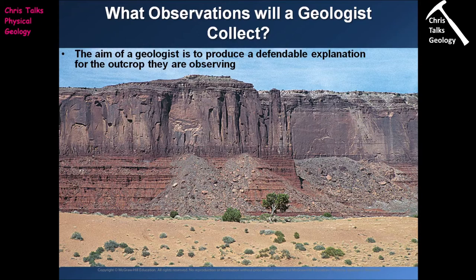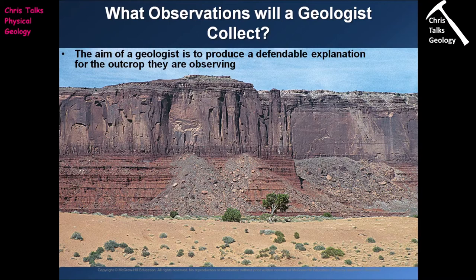So we're going to begin by thinking about what observations a geologist will collect when you are at one of these outcrops. So the primary goal when observing an outcrop is to try and produce a defendable explanation for the outcrop that you are observing. Your aim is to try and produce a model that explains everything that you can see. So as you can see, we have an outcrop here in this picture, and we're going to look at some of the basic things that geologists will be looking for when they approach an outcrop like this.